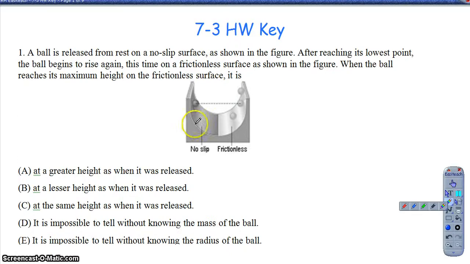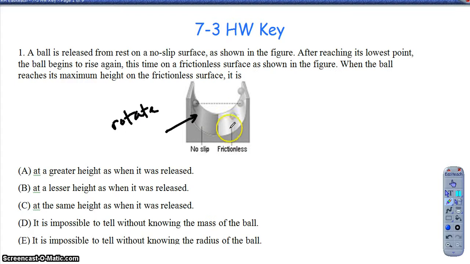Okay, so for the first part of homework 7-3 here, we have a few multiple choice questions to get through. The first one has a ball that's rolling down a ramp, and at first it says it does not slip. Keep in mind, when it says it doesn't slip, what that really tells us is that this is going to rotate, right?